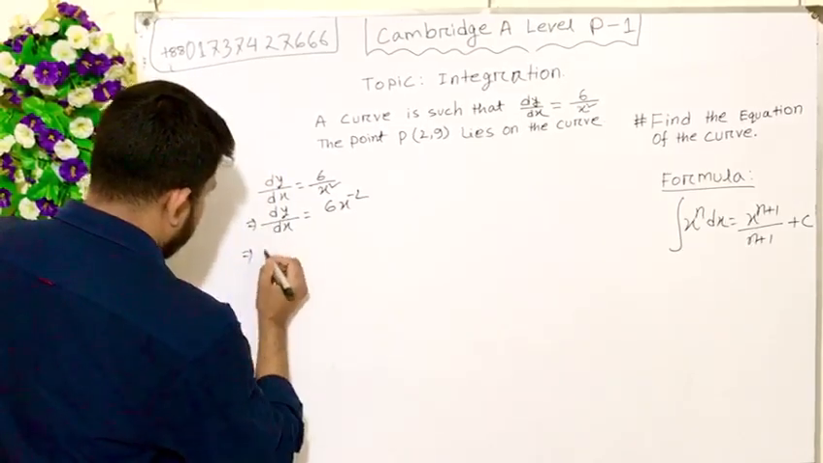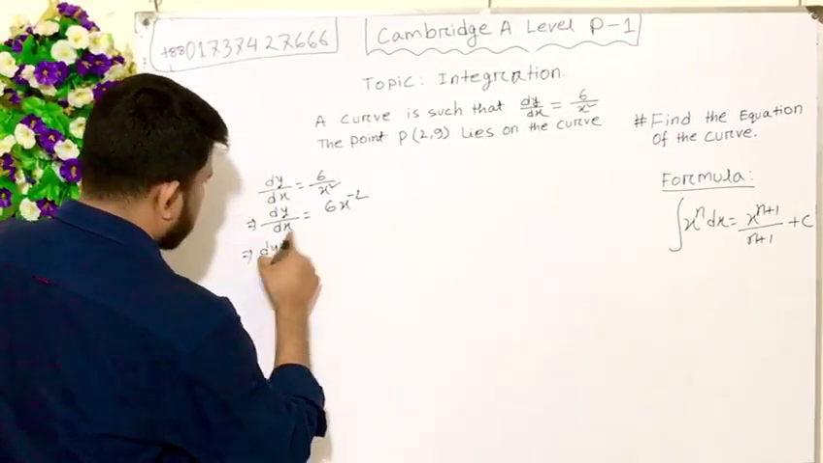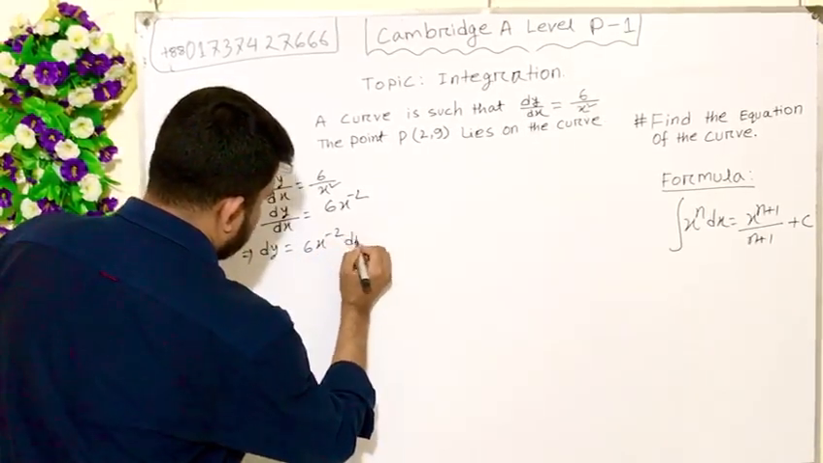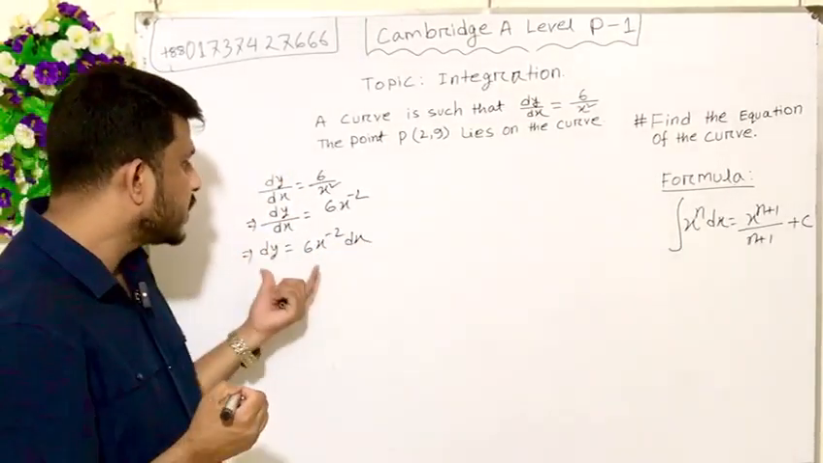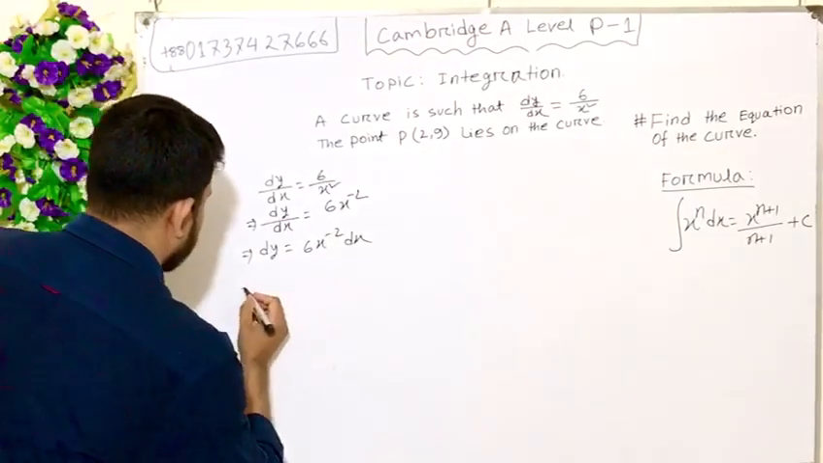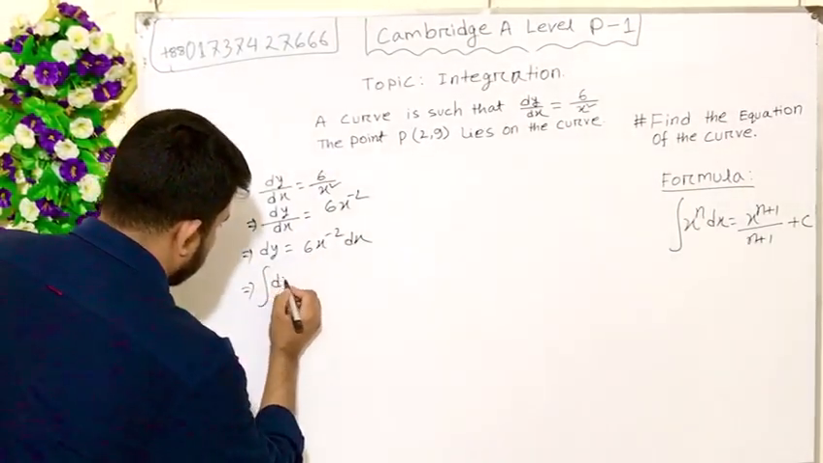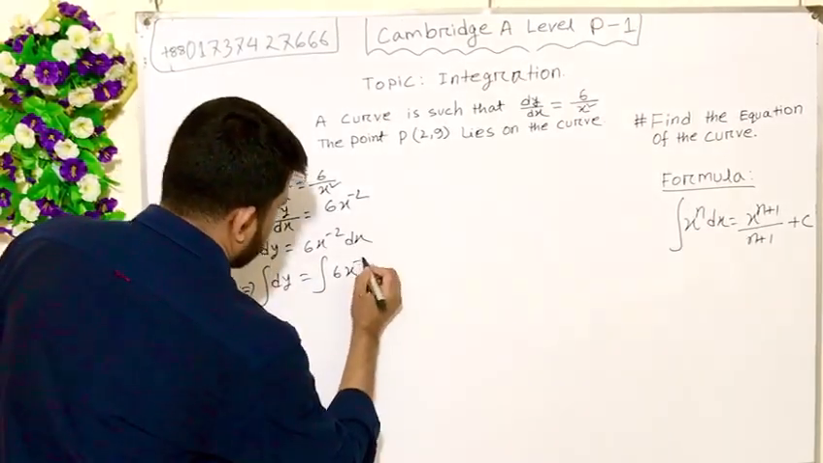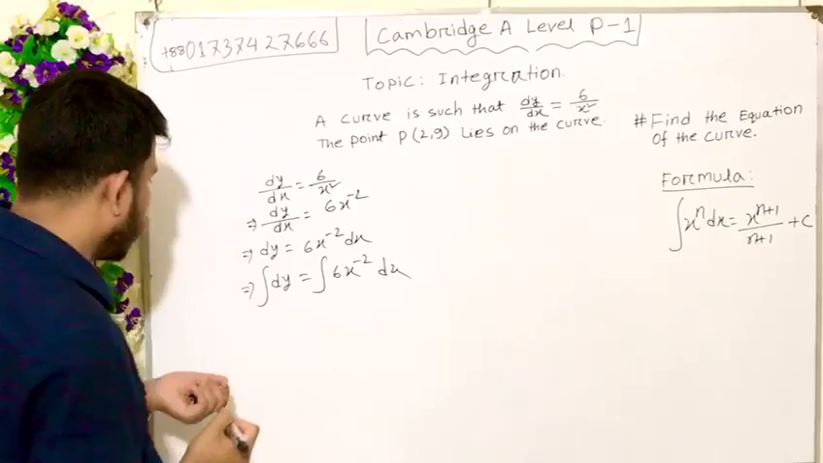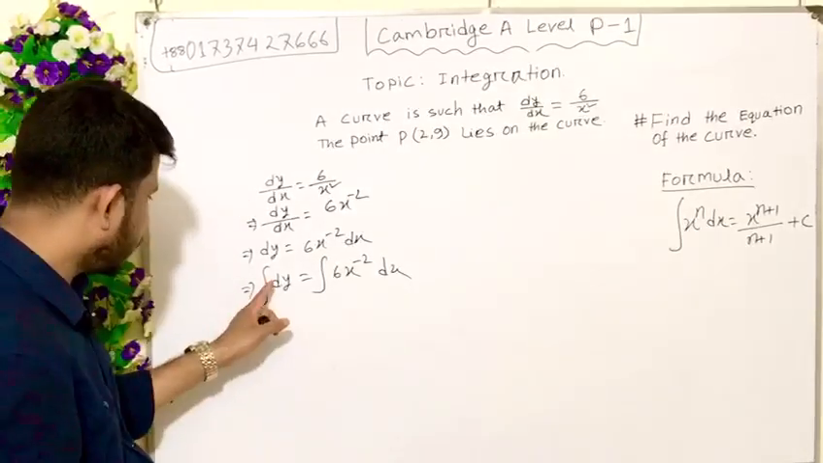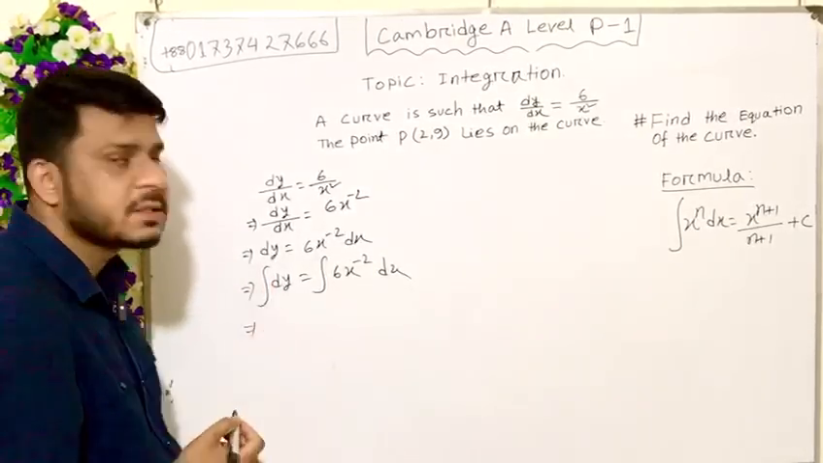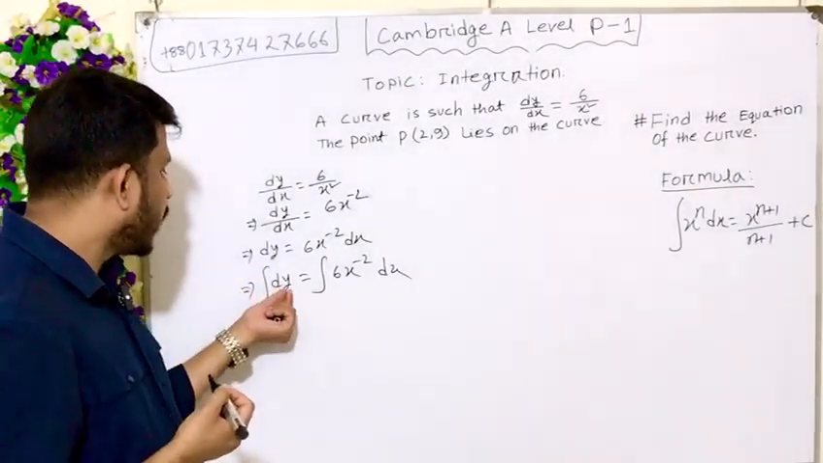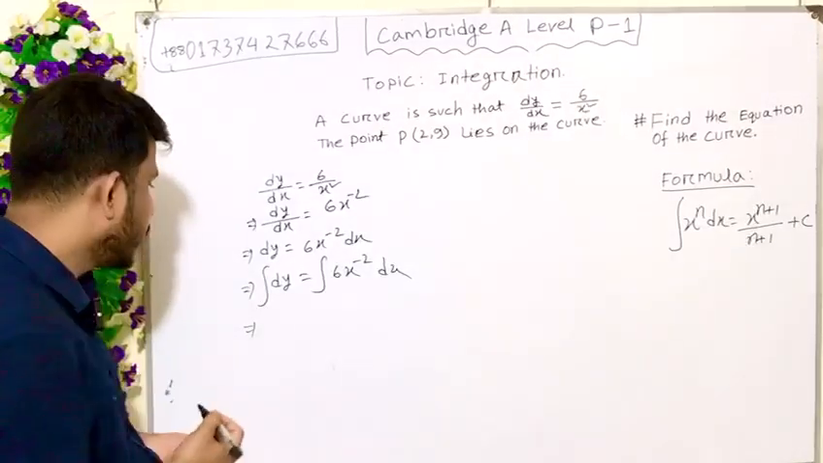Okay, and dy just copy, and dx just cross multiply with this, 6x to the power of minus 2 dx. Now we're gonna integrate both sides. Okay, so that's why we have to take the integration sign. 6x to the power of minus 2 dx. Okay, so this is dy, and there is nothing, means 1. So if we integrate one, a constant thing, with respect to y, it will be y.